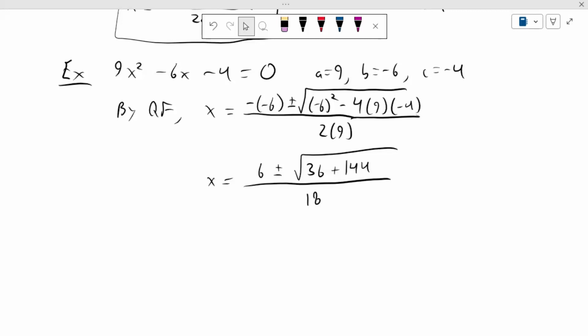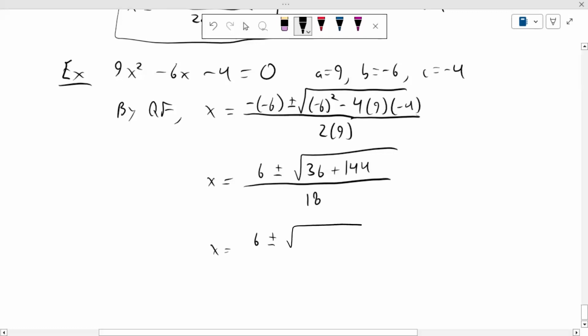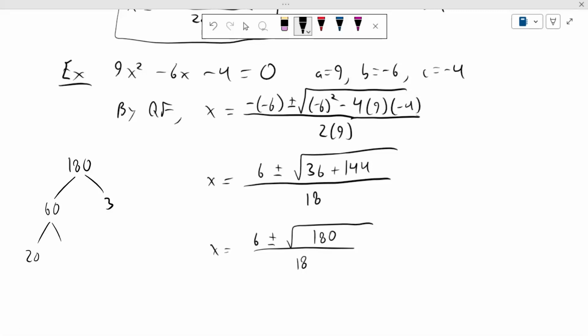Okay, so now let's see if we can simplify this a little bit. We got 6 plus or minus the square root of 144 plus 36, which is 180, all over 18. Now we've got to simplify the square root of 180. Well, that's definitely 60 times 3, and 60 is 20 times 3, and then 20 is 4 times 5.